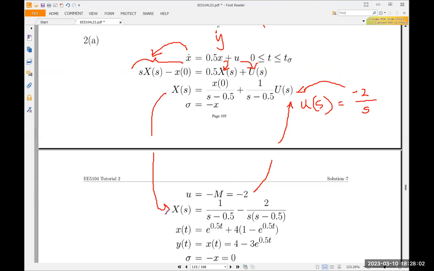All right. Then you inverse Laplace, you will get this. And X is equal to Y, so these two are equal. So you will get this. So now you check if T is 0, X naught is 1, which is our initial condition.